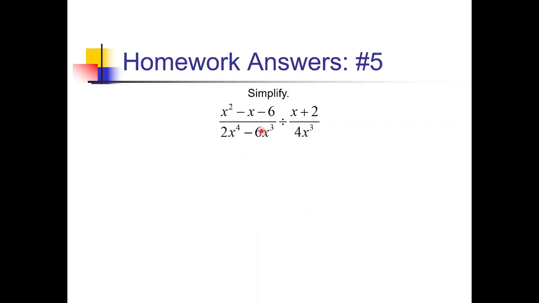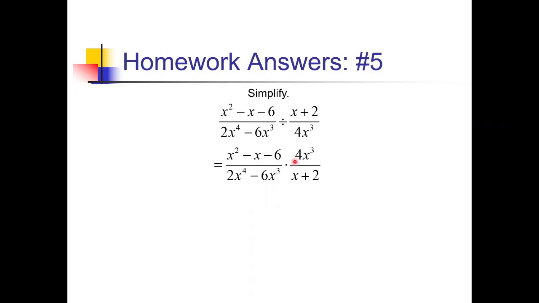For this problem, since it's division, we're going to start by changing that into multiplication by using the reciprocal. So same change flip, keep the first fraction, make this multiplication, and then flip the second fraction to 4x squared, or 4x cubed rather, over x plus 2. And now that we've got multiplication, let's go ahead and factor and cancel out whatever we can.